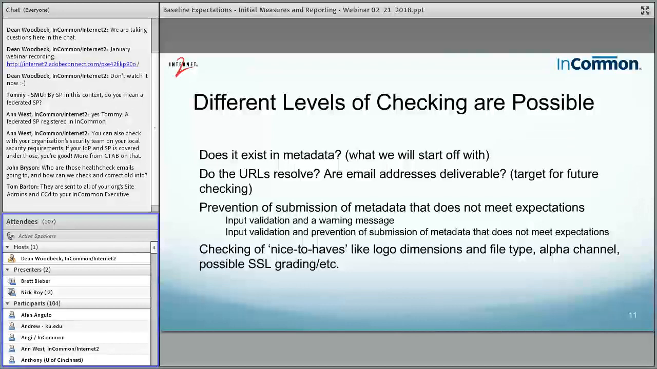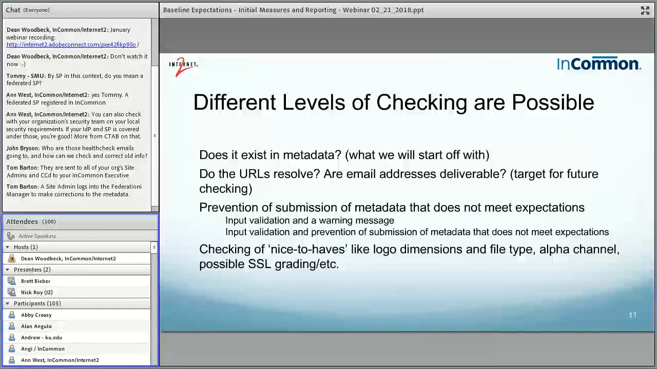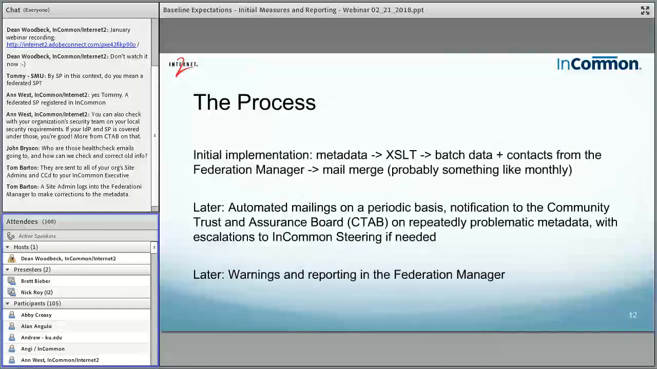Things like the dimensions of a logo, what they probably should be to display correctly on a discovery interface. Some recommendations around format, like it should be a PNG, it should be roughly square, it should have an alpha channel so the background can be displayed on a different color interface, et cetera. And maybe Qualys SSL grading for things like endpoints. That's all possible. So how are we doing this today?